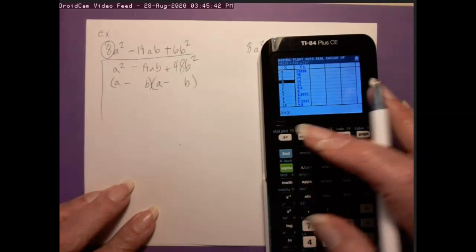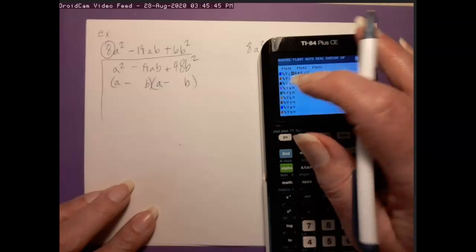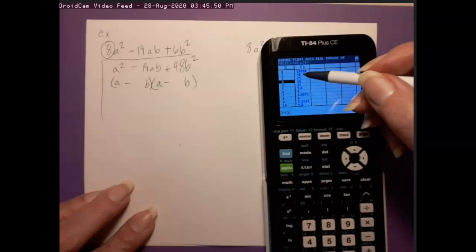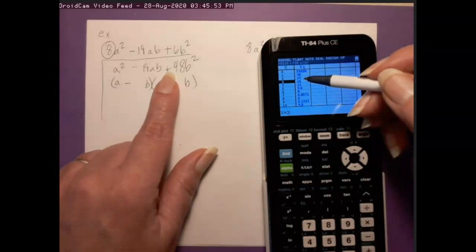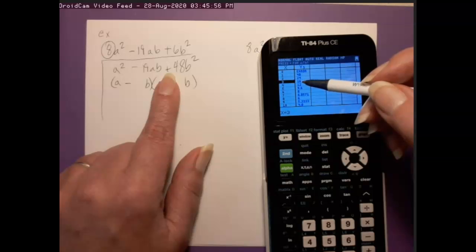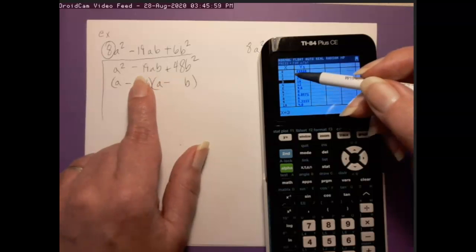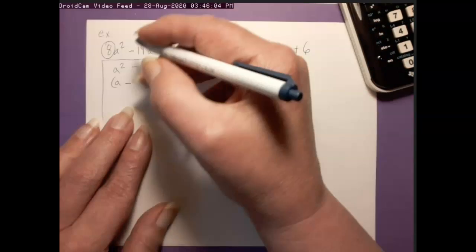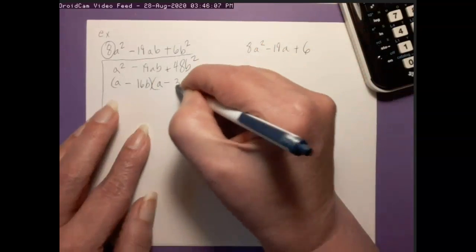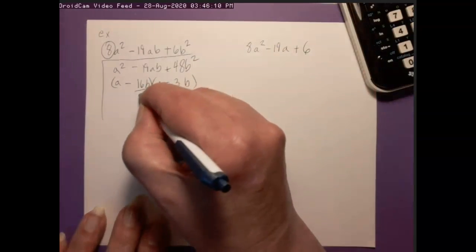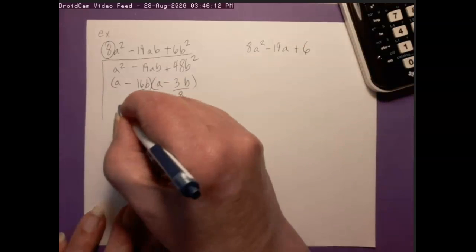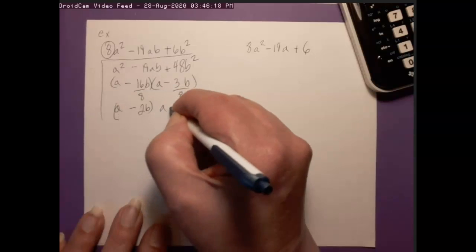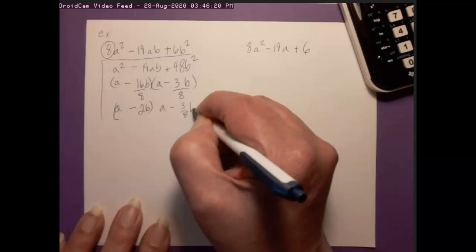So let's go in. If I put in 8 times 6, which is 48, I want the factors of 48 that add to be 19. And I'm looking here, it looks like 16 and 3 add to be 19. 2 and 24 is too much. 4 and 12 is too little. 16 and 3. So 16 and 3. Now I'm going to divide out that 8 and reduce. 16 divided by 8 is 2b. A minus, this one doesn't reduce, 3/8 b.